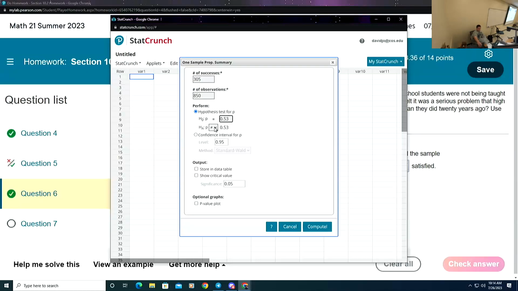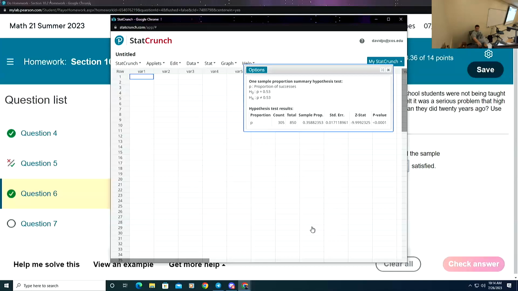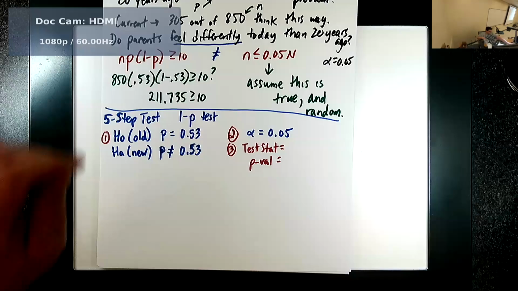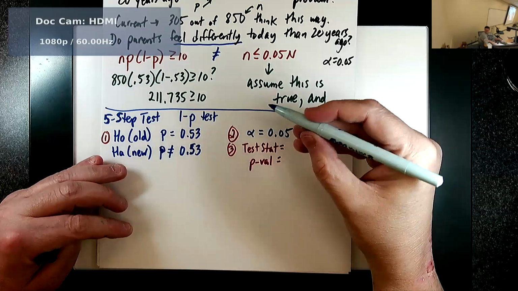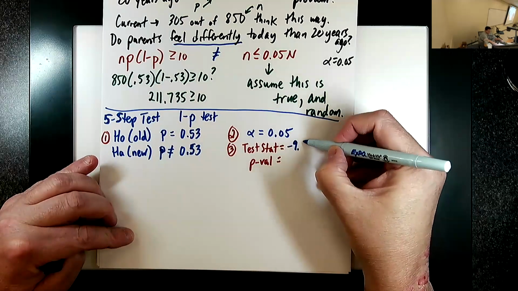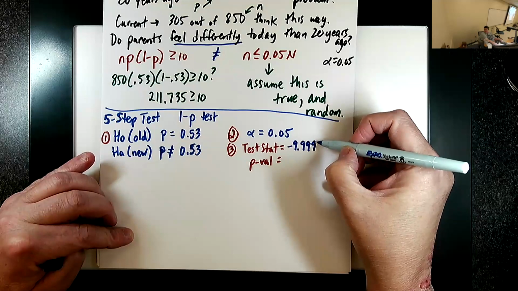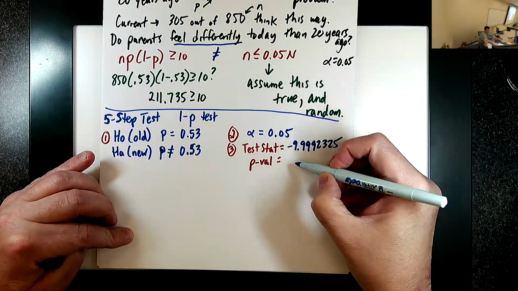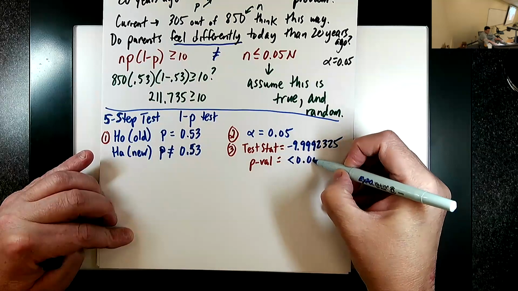The only other thing you have to check is this symbol right here. Always make sure you're using the right one. If you choose less than or greater than when it's not equal to, or any other combination, you're going to get the wrong information. We were doing not equal to, so we'll leave it like that. And I get this Z stat and this P value, which might be too small to read, so I'll write it down over here. Negative 9.9992325, and the P value was less than 0.0001.